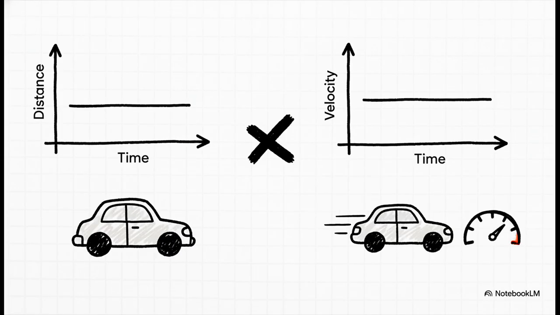Remember what a flat horizontal line meant on the distance time graph? It meant at rest. But here, on a velocity time graph, a flat horizontal line means the value of velocity is not changing. It means the object is moving with a constant, uniform velocity. See the difference? This is very important.